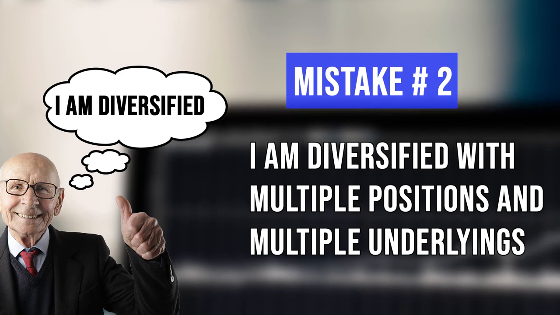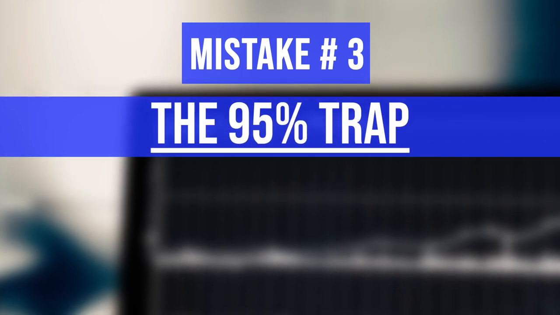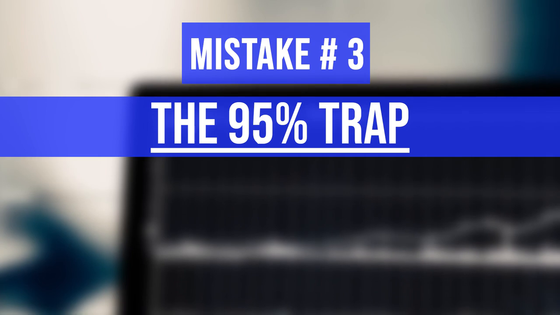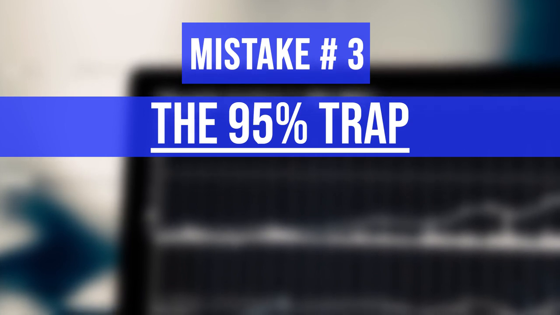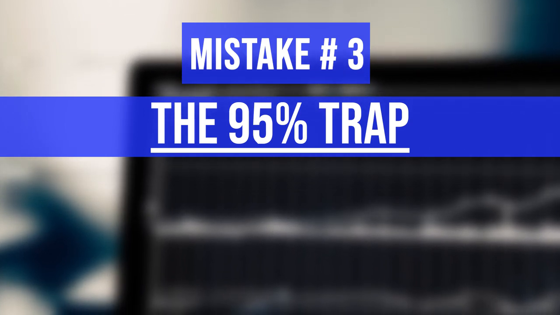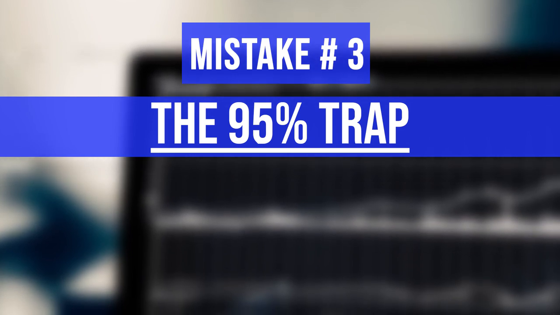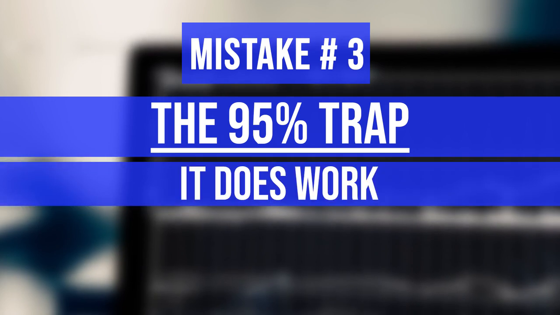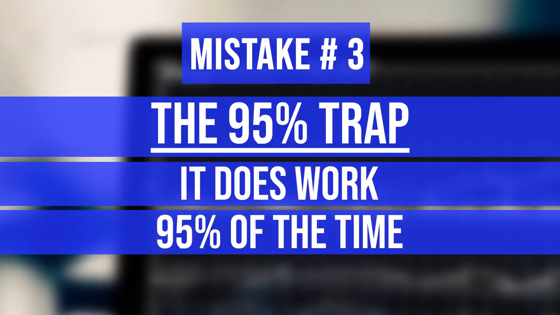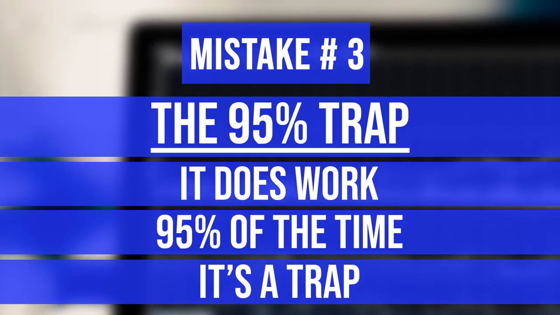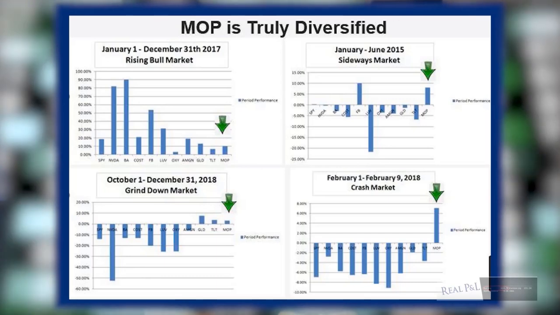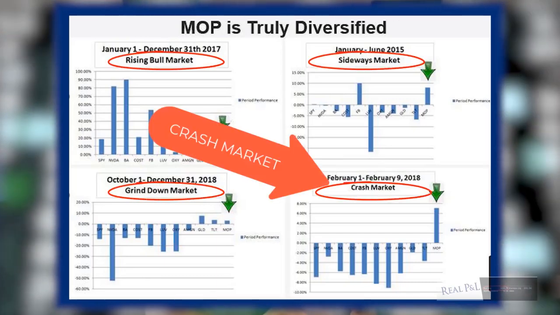The next mistake is similar to mistake number two. Mistake number three is what I call the 95% trap. And I mentioned this earlier about how professionals like to trade multiple options positions using multiple underlyings. This method is a form of capitalizing on the options premium seller's edge. And this trading method is a very popular concept because it does work. Well, it works 95% of the time, and that's the trap. Because what happens 5% of the time when you're trading with this concept? I disagree with this concept because it does not work in one of the four market types. It does not work in a crash market.